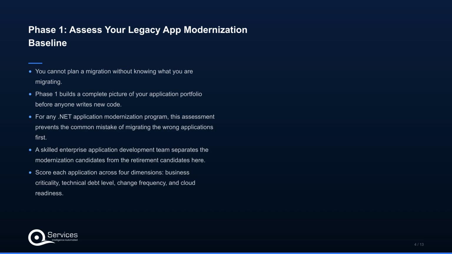Score each application across 4 dimensions: business criticality, technical debt level, change frequency, and cloud readiness. A 1 to 5 scale works well. Applications scoring high on business criticality and high on technical debt are the highest priority candidates. Applications scoring low on both are retirement or consolidation candidates. Most enterprises find 25 to 35% of their portfolio could be retired entirely. Doing this analysis upfront reduces modernization scope and makes the remaining phases cheaper.